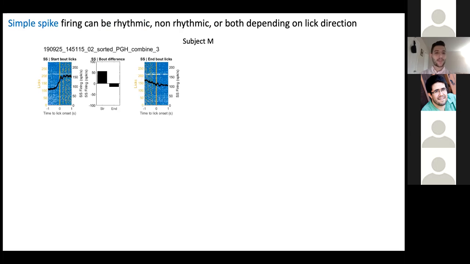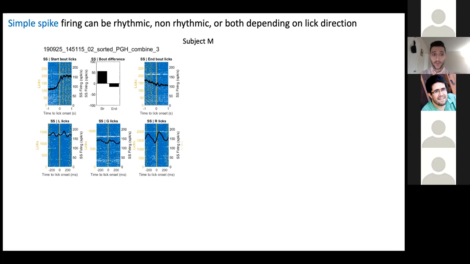So here's some data from subject M. This is what I just showed you. It is a cell that, again, its baseline firing rate increases quite dramatically during licking, of about 50 to 55 Hertz, and seems to decrease when the animal stops licking. Here is data broken down into lick direction.